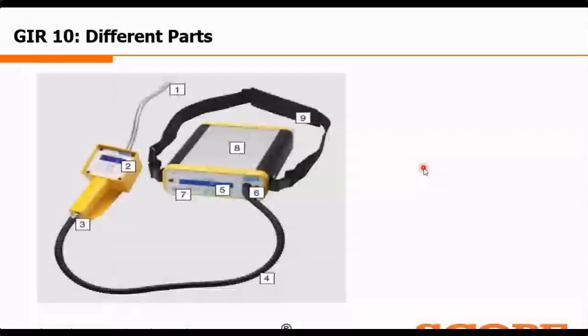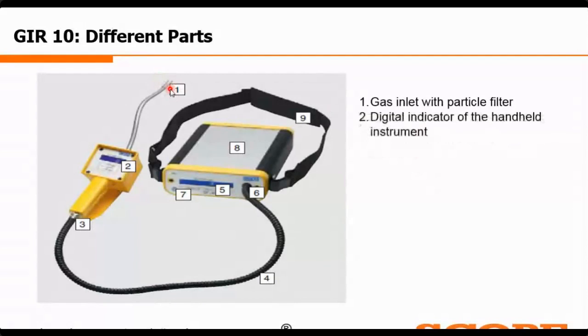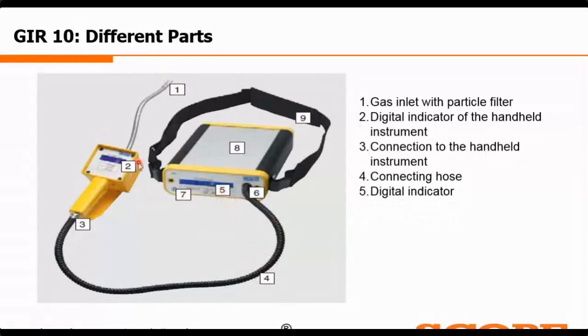Now there are some different parts of the GI-10. You can see here, this is the gas inlet with the particle filter. The digital indicator of the handheld instrument will give you the concentration value. This is the connection of the handheld instrument, along with the connecting hose. The digital indicator is also there, so 2 and 5 give the same display. This is the on-off switch or the zero adjustment. This is very important when you are doing leak detection. This is basically a reset button.